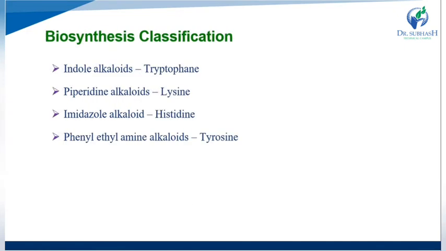So first we see the biosynthetic classification. Indole alkaloids, from tryptophan, are considered in the biosynthetic classification. So the example is tryptophan. Then piperidine alkaloids, they contain lysine. And imidazole alkaloids, they give histidine, and phenylethylamine alkaloids come from tyrosine. Okay, so this is one class of the biosynthetic alkaloids, and this is one example.